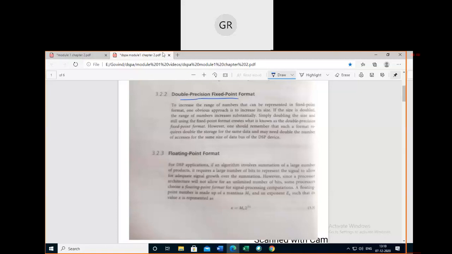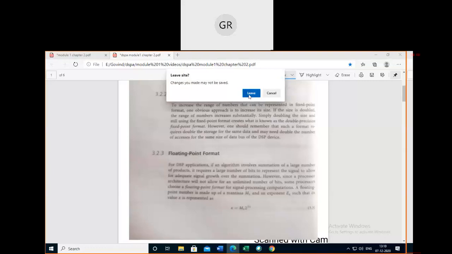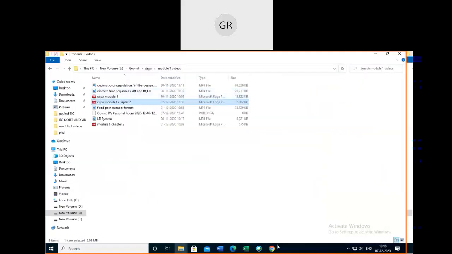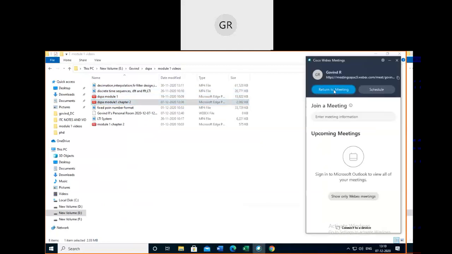This completes your module number 1. Do you have any doubts? Please go through this, chapter 2 is also very important. Go through that problem, and the fixed point format.